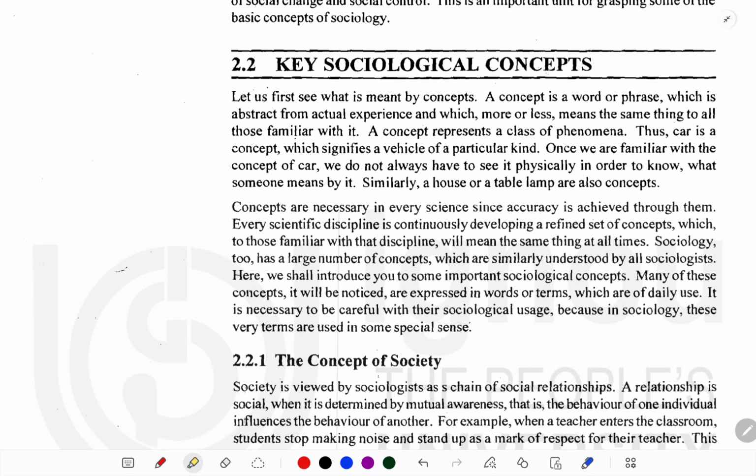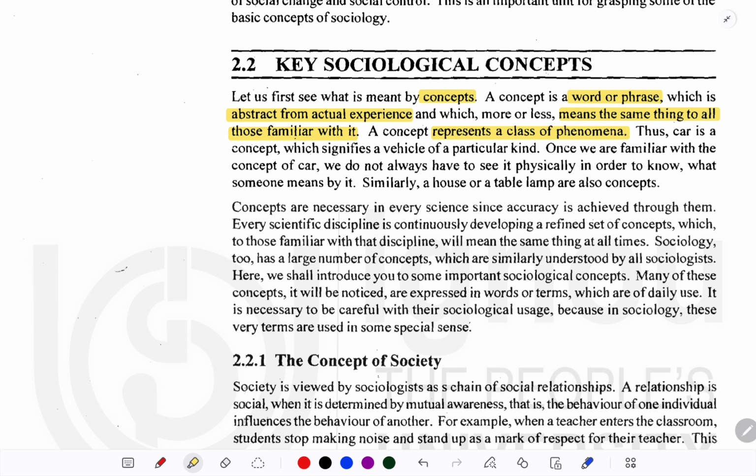Key sociological concepts. Let us first see what is meant by concepts. A concept is a word or a phrase which is abstract from actual experience and which more or less means the same thing to all those familiar with it. A concept represents a class of phenomena.